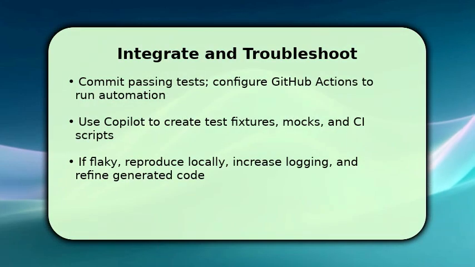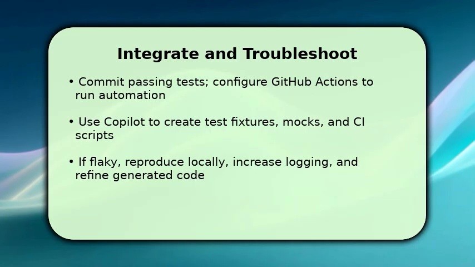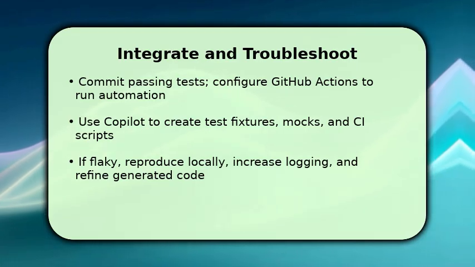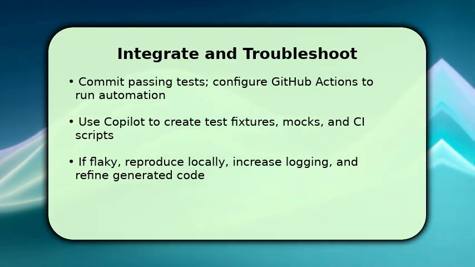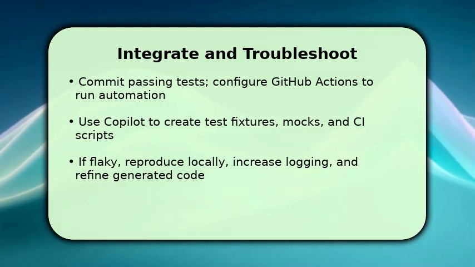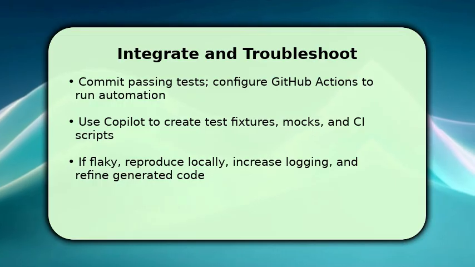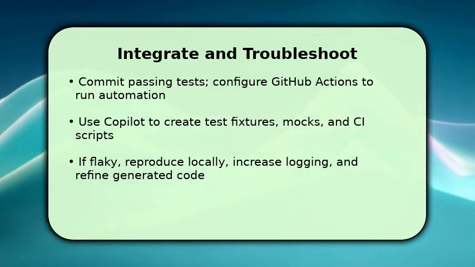You finish by committing tests and integrating them into CI so automation runs on each push. Copilot can scaffold the workflow file and test fixtures to save time. Once in CI, monitor failures, and if tests are flaky, reproduce the issue locally, add logging, and ask Copilot to suggest stabilization changes like retries or timeouts.